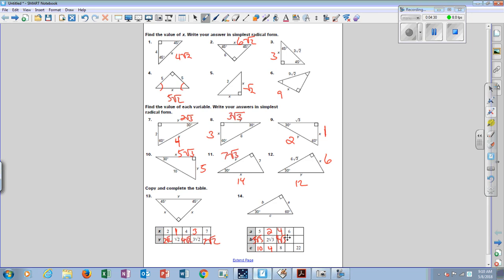If that's 6, that makes this 6 roots of 3, and this 12. And if this is 22, that makes a 11, and makes this 11 roots of 3. So these are pretty simple.